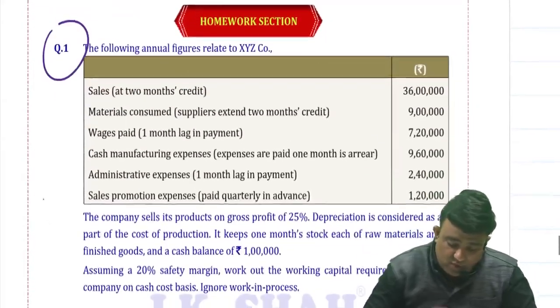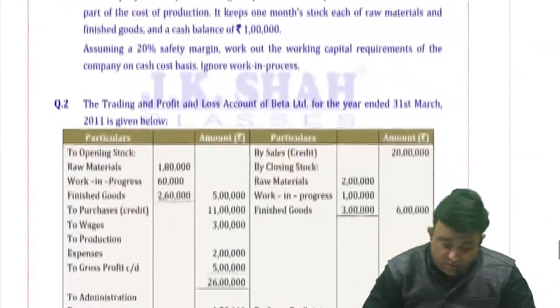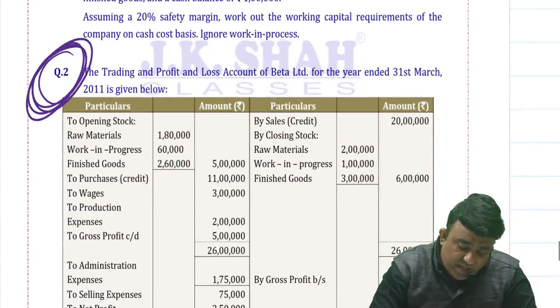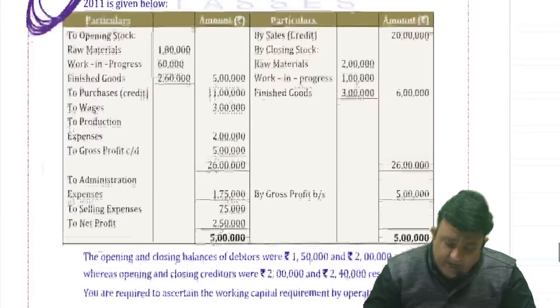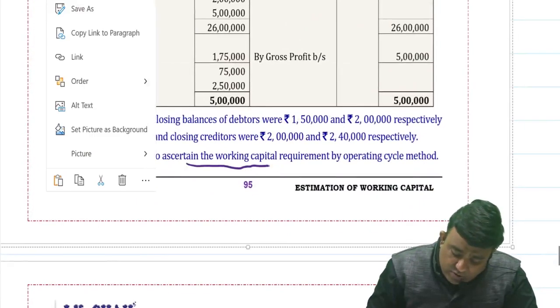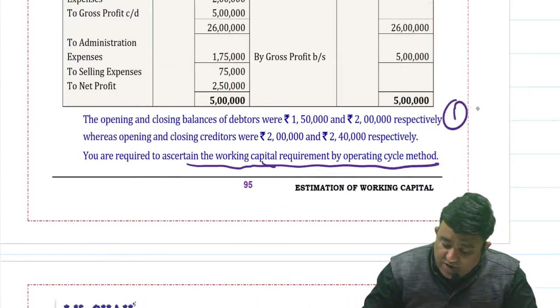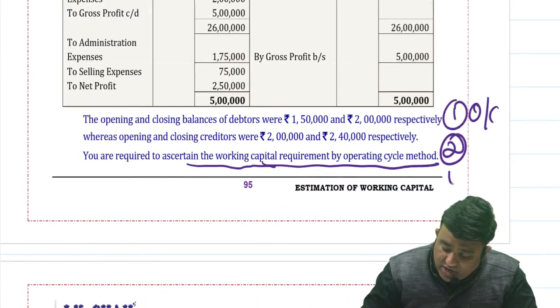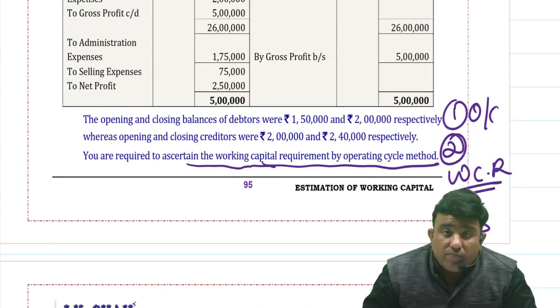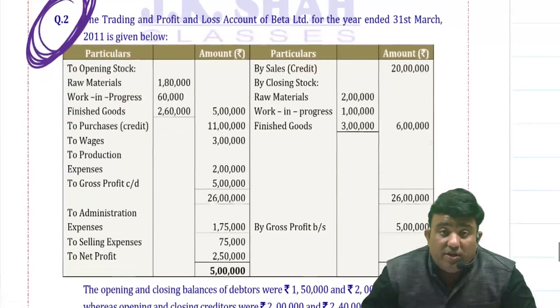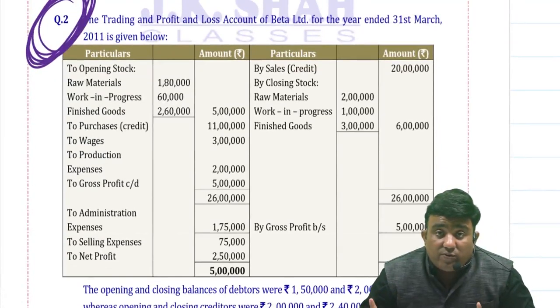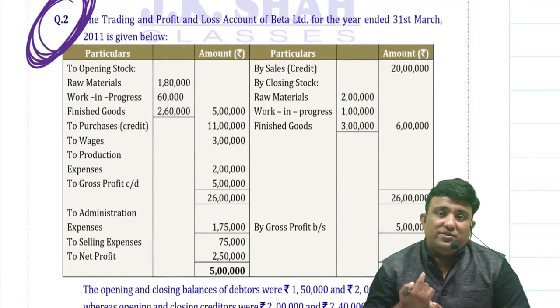Question 1, again a normal example. You can revise it at your own. Student, please, please, please go for this example. This is a very detailed example whereby you have to calculate your working capital requirement or operating cycle. Means, first point, you derive your operating cycle, and number 2, you derive your working capital requirement based on cost of sales.